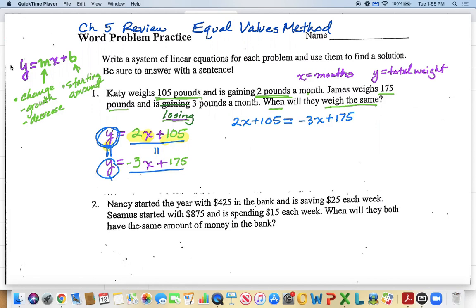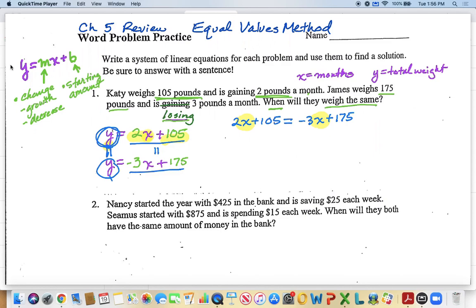All right, so this is great because now we only have one variable. We've got x over here and x over here. So we don't have two variables anymore, just one variable. So that means we can solve for this x. So now we start using our equation solving skills.